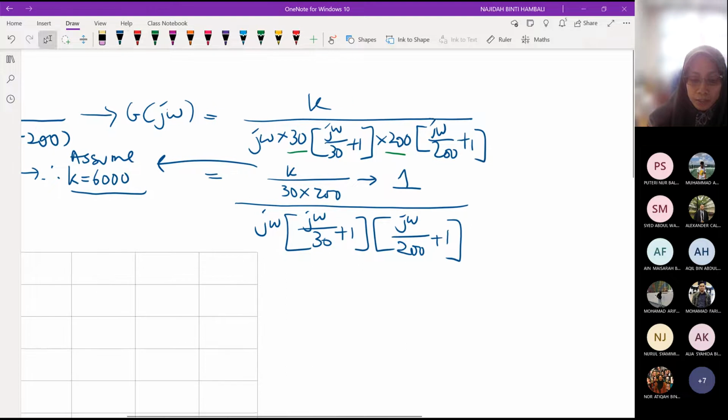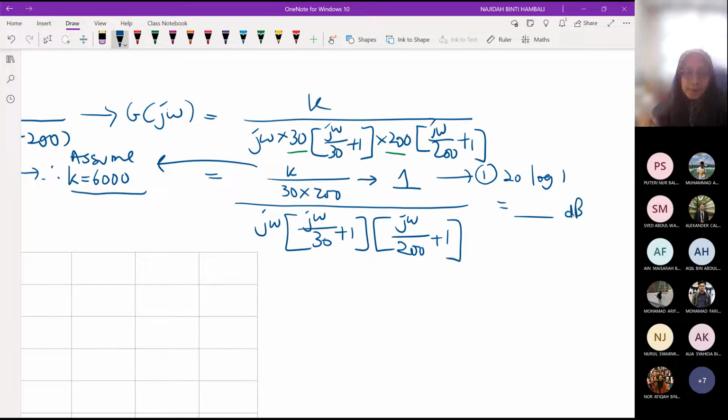And this one, based on theory, 20 log 1. Sama dengan berapa dB? Use your calculator. Zero. 0 dB. Okay. Clear?